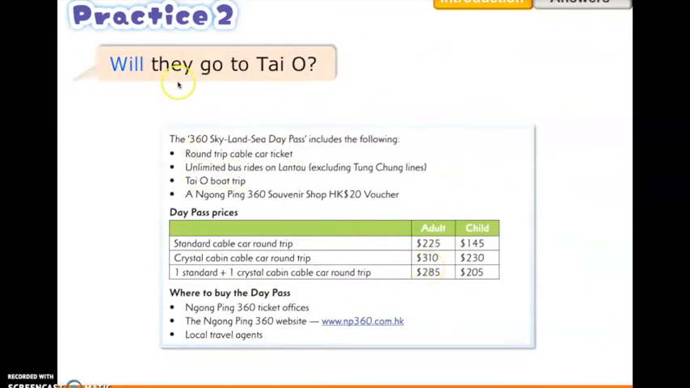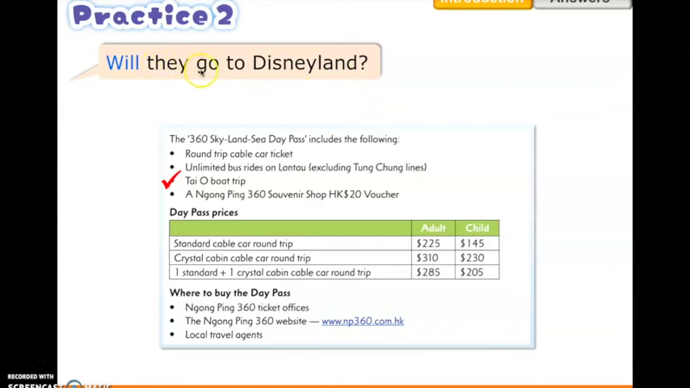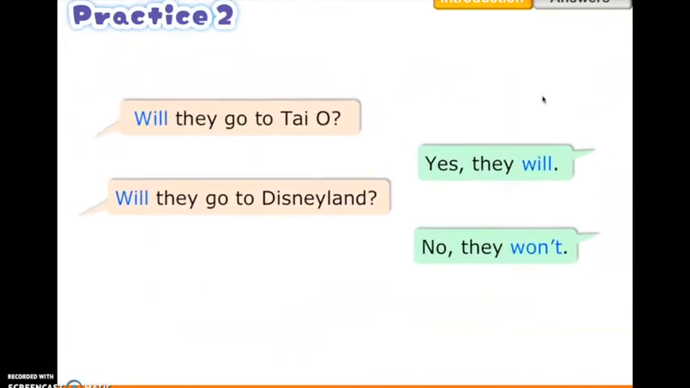Will they go to Tai-O? Can you find Tai-O anywhere here? Yes. So when you ask the question, will they go to Tai-O? The answer normally is, yes, they will. Will they go to Disneyland? Can you find Disneyland anywhere here? No. So we will say, no, they won't.